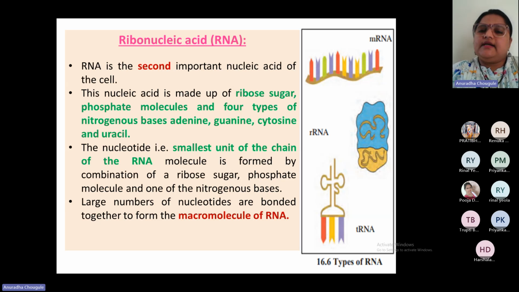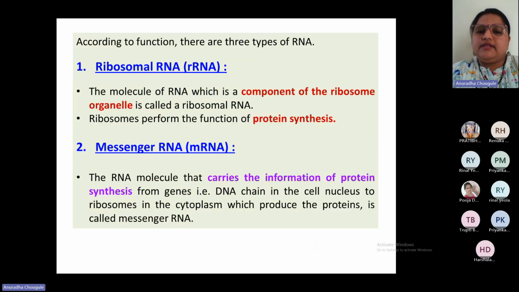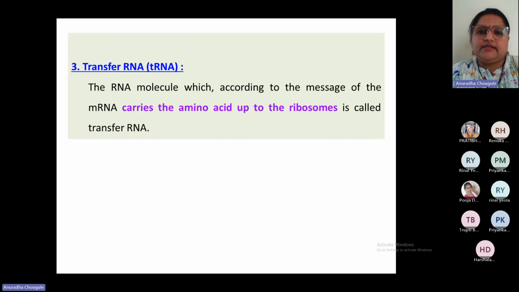Okay, next is the tRNA. This tRNA is nothing but the transfer RNA. This tRNA transfers the codon, and from this codon the amino acids are joined to the rRNA, and then the protein synthesis process takes place.